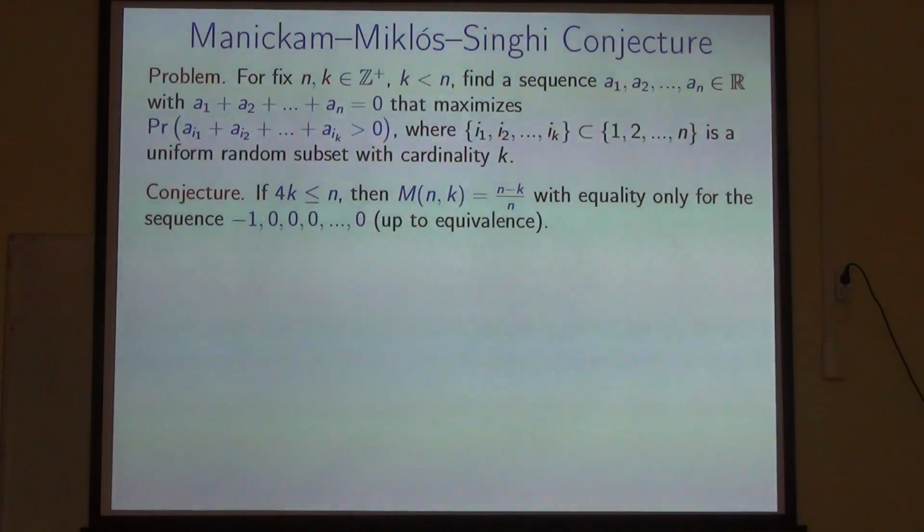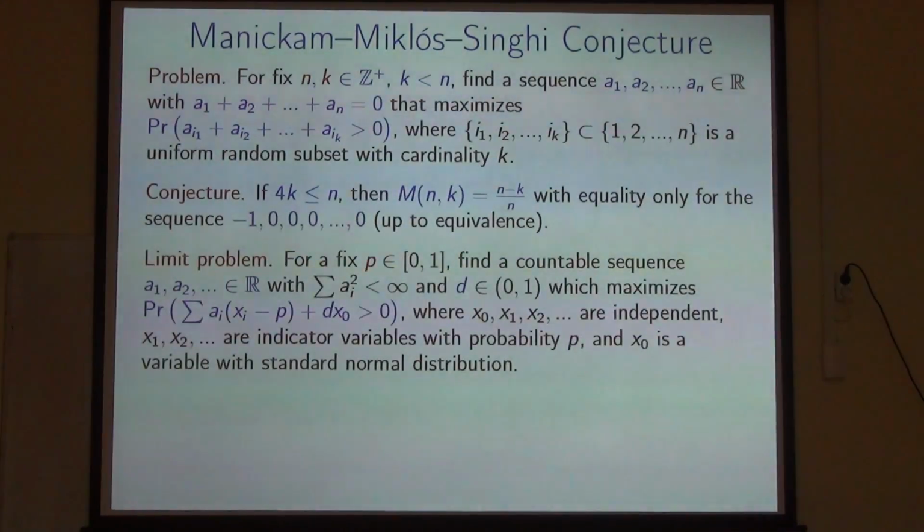Sorry, this problem is written badly. The limit problem is that we have this p, and we have to find these values so that the sum of their squares must be finite.